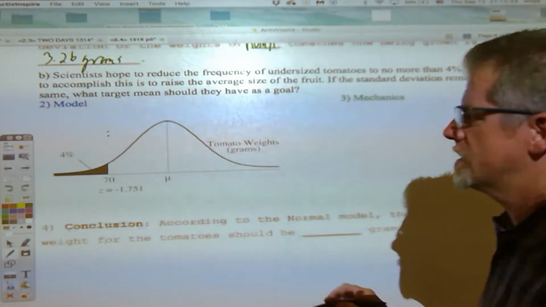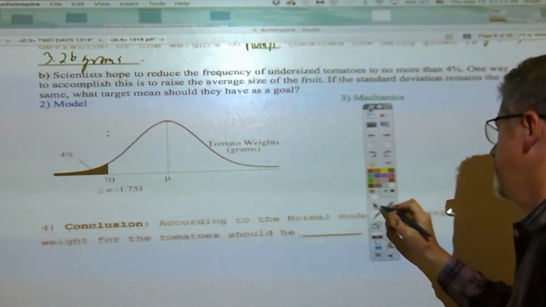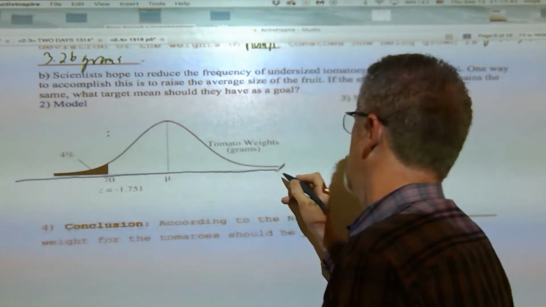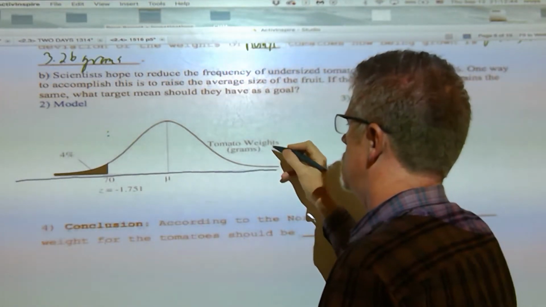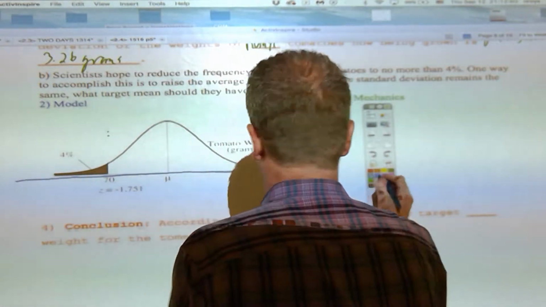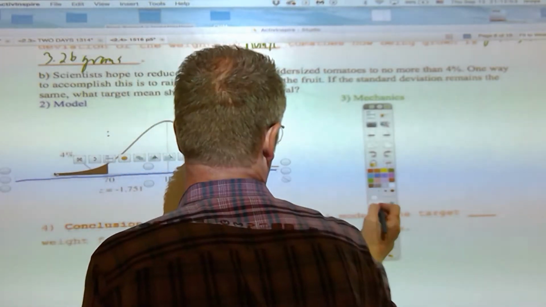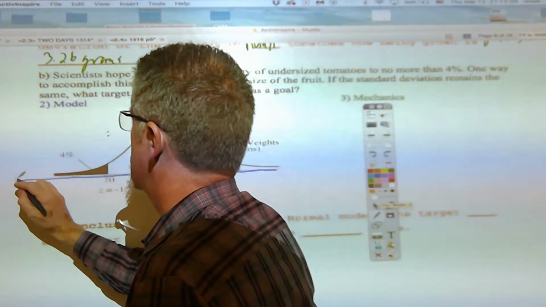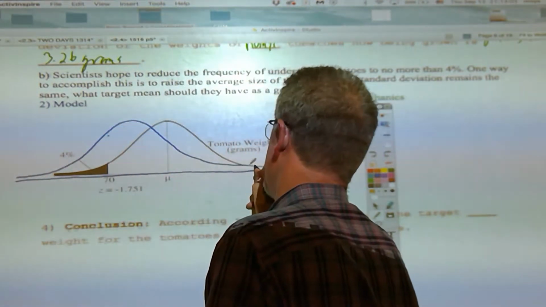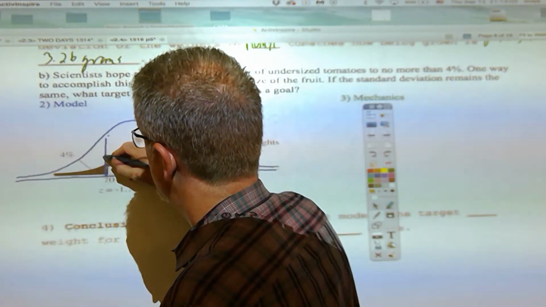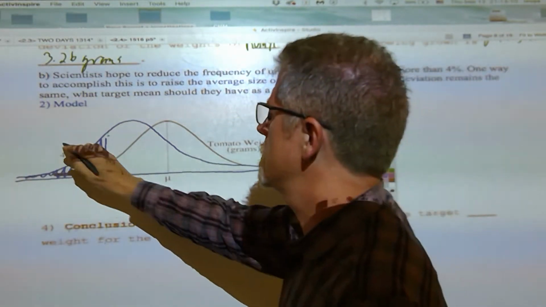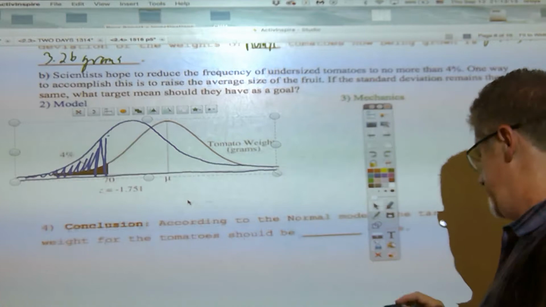Just to make this somewhat dynamic for you, we're saying that the old way of doing things had 11% tomatoes that are too small. So as you can see, it had too many thrown away. The shaded area corresponds to the amount thrown away.